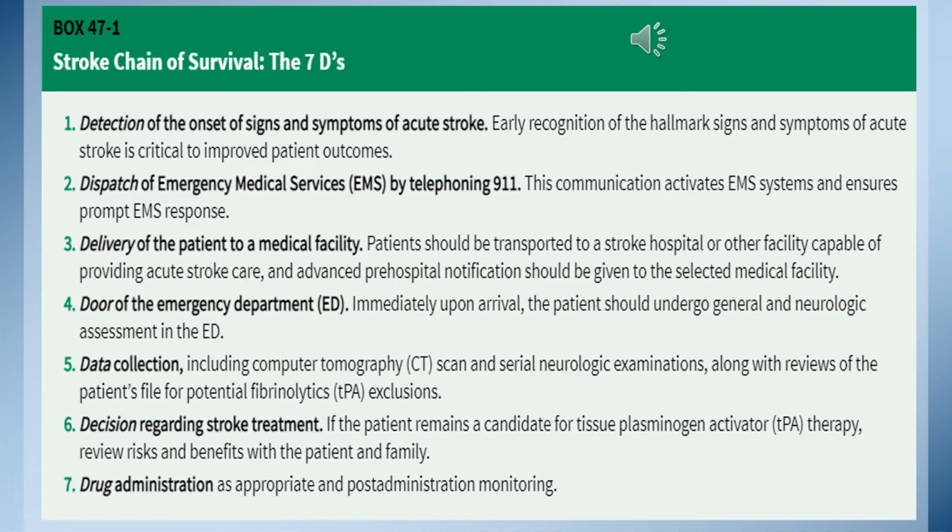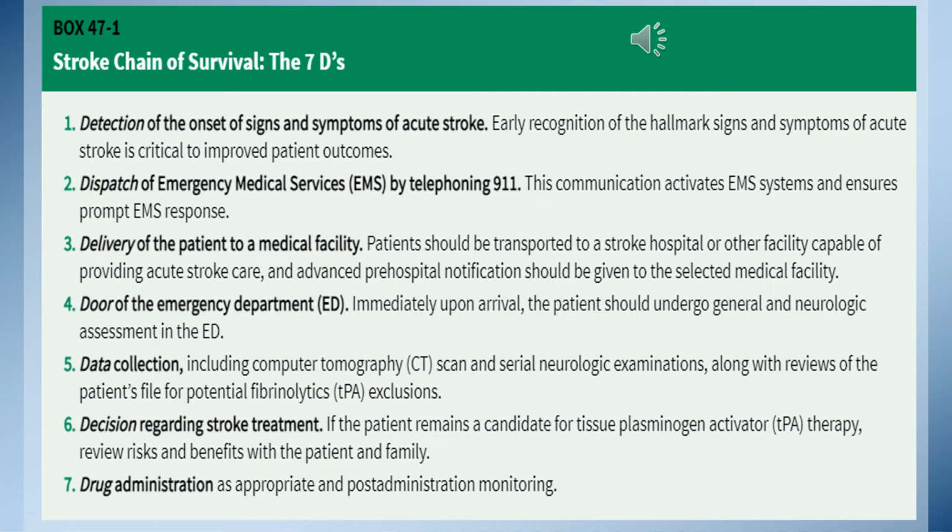So the door of the emergency department is number 4. Immediately upon arrival, the patient should undergo some general neurological assessments. And then 5 is data collection. So a CT scan would be done to determine if this is a hemorrhagic stroke or if this is an ischemic stroke. In ischemic stroke, they would see a clot, and then we would know whether or not TPA can be used.